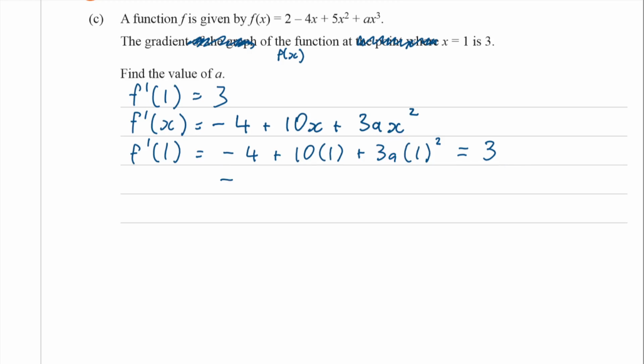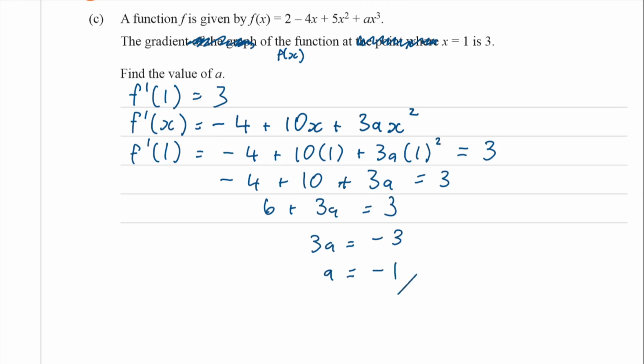So let's simplify it a bit. So negative 4, 10 times 1, ooh, 10, right? Yeah, definitely. Plus 3 times a times 1 squared is 3a. Can group those two terms. So 6 plus 3a equals 3. Subtract 6 from both sides. Divide both sides by 3. And we're left with a equals negative 1, which was the question. Find the value of a. It's right there.